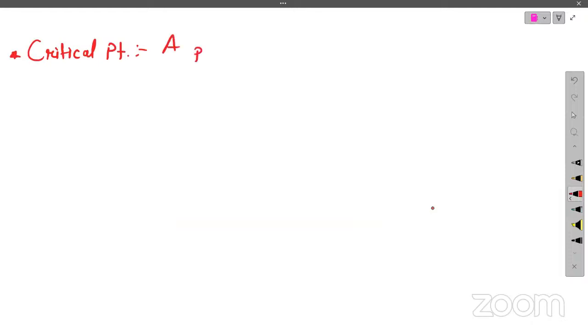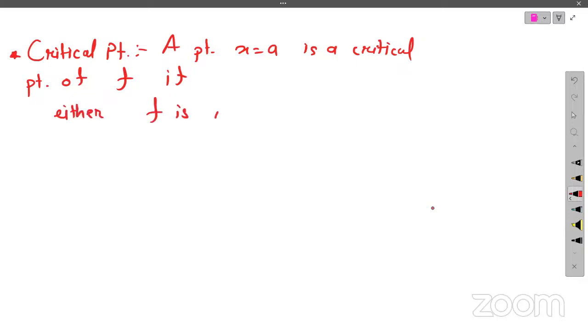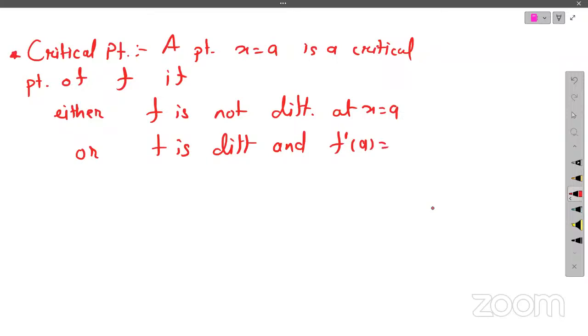A point x = a is said to be a critical point of a function f if two scenarios can happen here. Either f is not differentiable at x = a, or f is differentiable and the derivative of f is equal to 0, that is, if you compute f'(a), it is equal to 0. So this is the idea about a critical point.